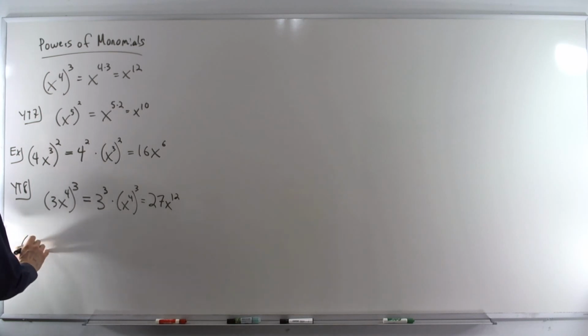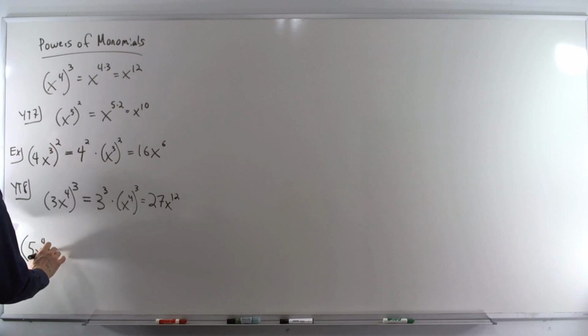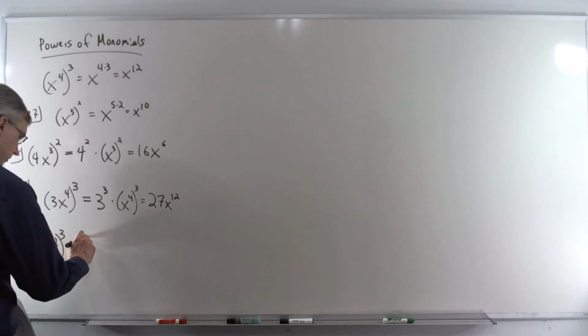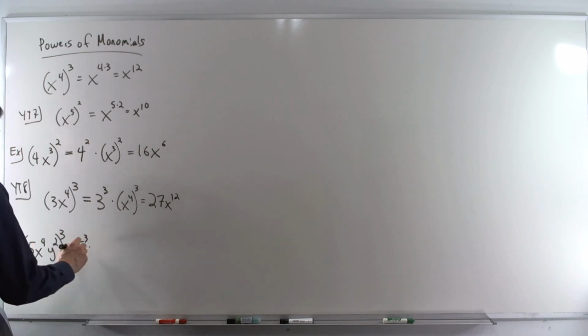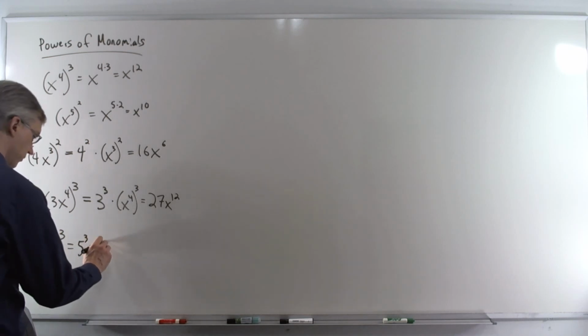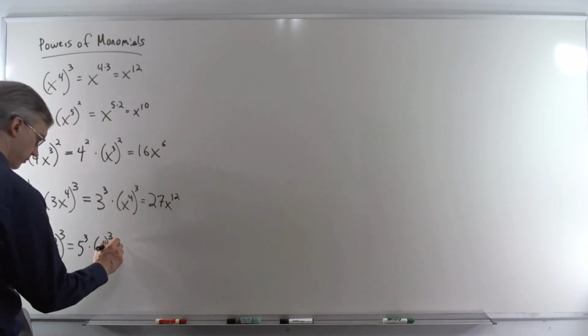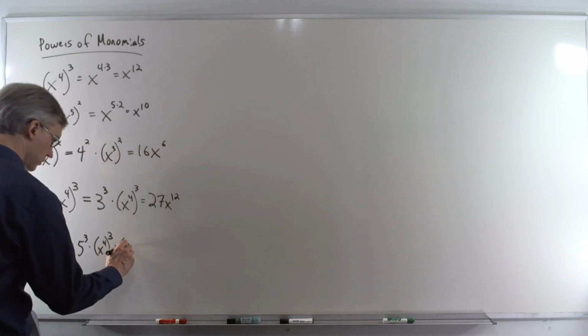Next example, we got 5, x to the 4th power, y squared, all to the 3rd power. So now I've got 3 things multiplied. We've got 5, we have x to the 4th, and y squared. We're going to apply that exponent to all 3 of those things. So we got 5 to the 3rd times x to the 4th to the 3rd times y squared to the 3rd.